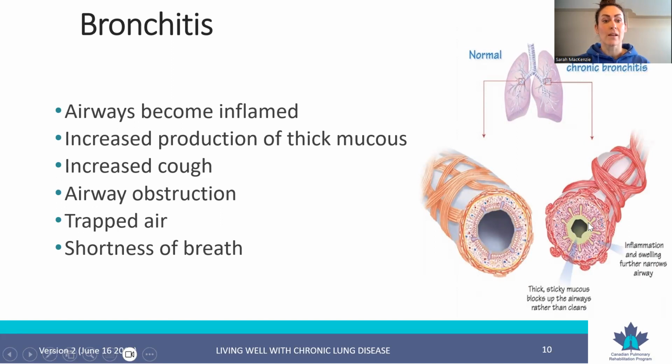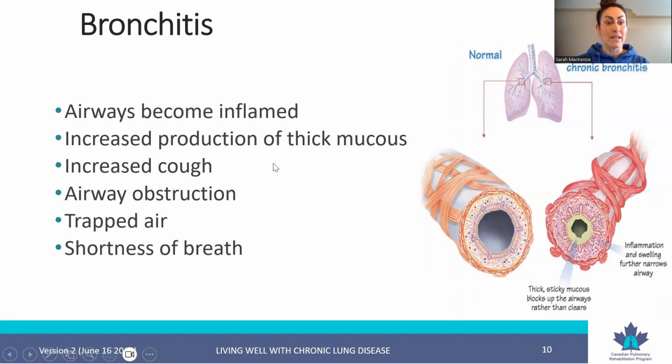Note here that it's kind of a yellowy green color. Everybody's a little bit different, but typically what we see with chronic bronchitis is a yellowy green phlegm. That's a normal part of your everyday, okay? So mucus removal becomes very, very important if you have chronic bronchitis.